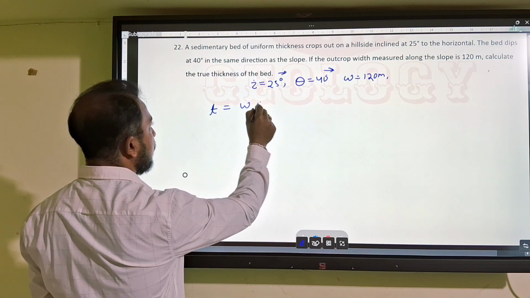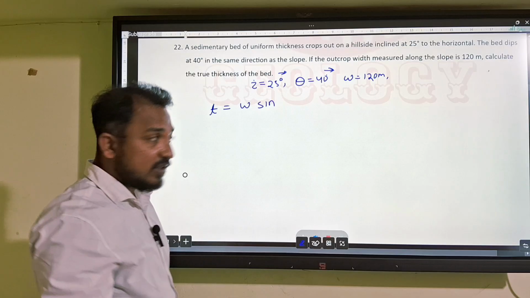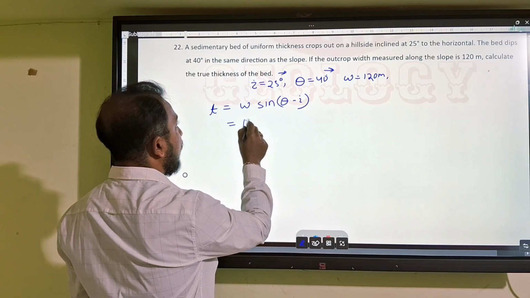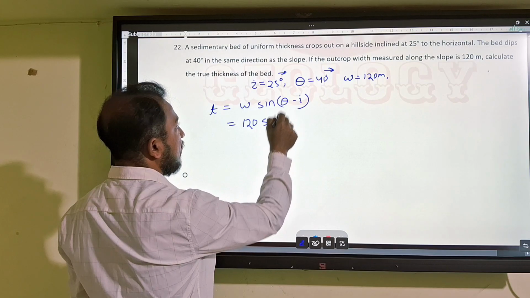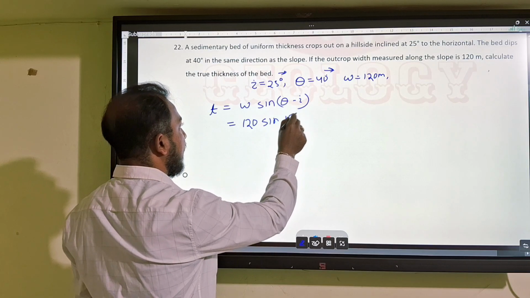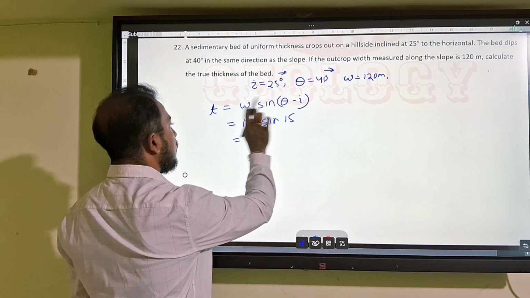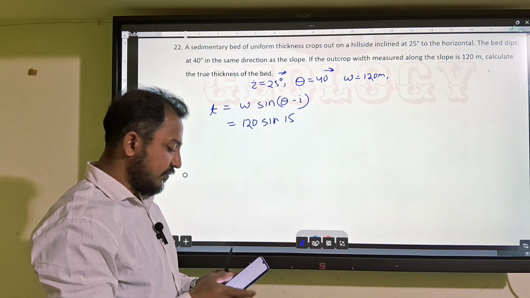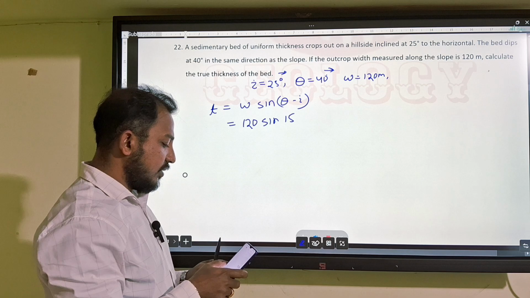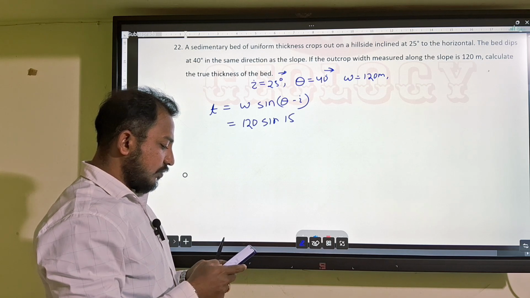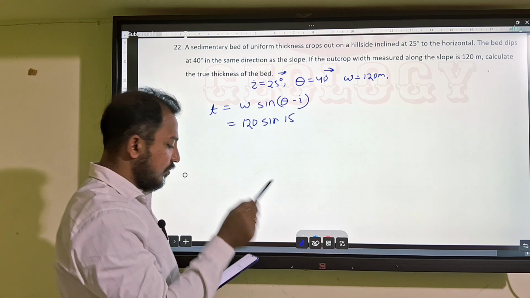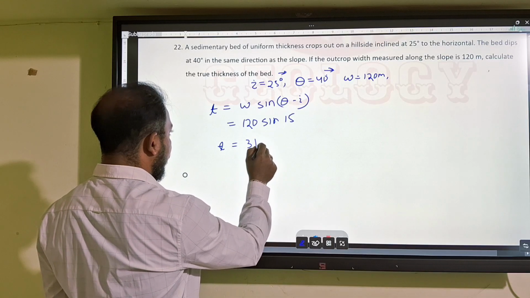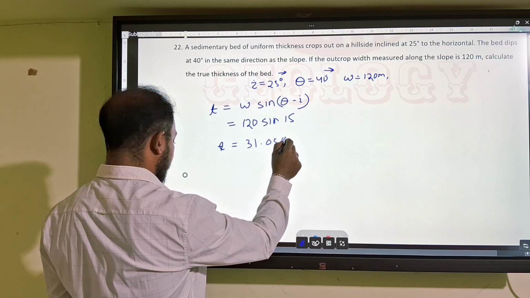T equal to W sine. They are dipping in the same direction, so it will be theta minus I. So 120 meter, then sine of theta minus I, 40 minus 25, it will be 15. We use the calculator, 120 into sine 15, so T will be 31.058.